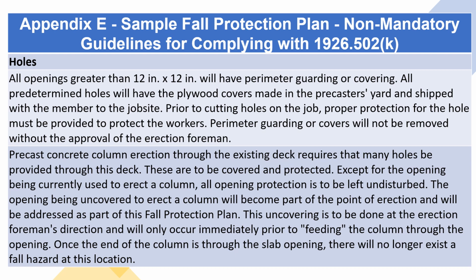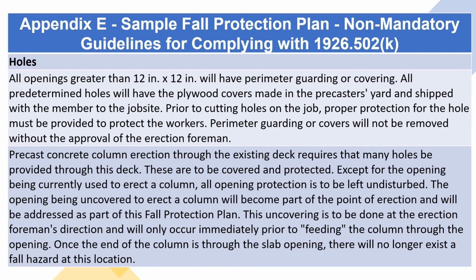Precast concrete column erection through the existing deck requires that many holes be provided through this deck. These are to be covered and protected. Except for the opening being currently used to erect a column, all opening protection is to be left undisturbed. The opening being uncovered to erect a column will become part of the point of erection and will be addressed as part of this fall protection plan.